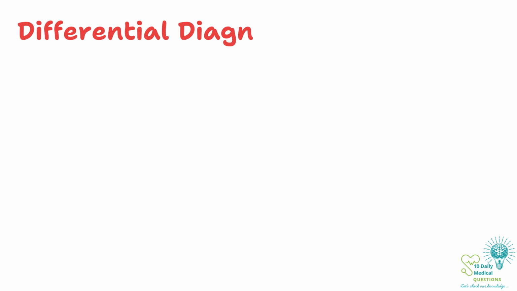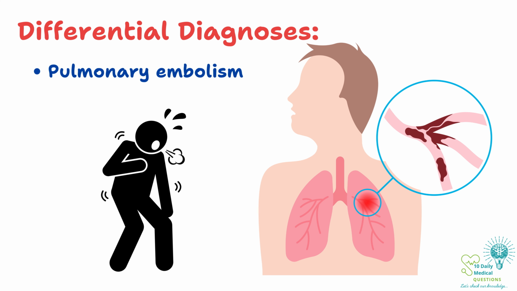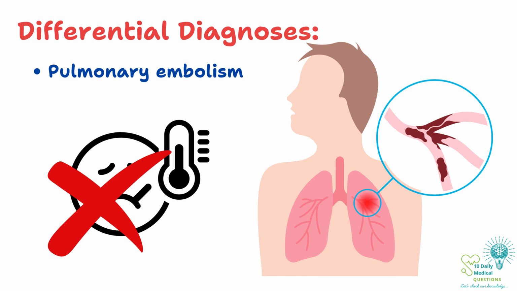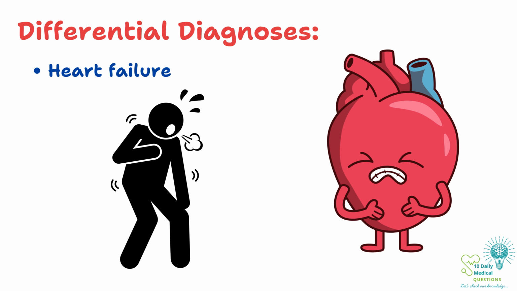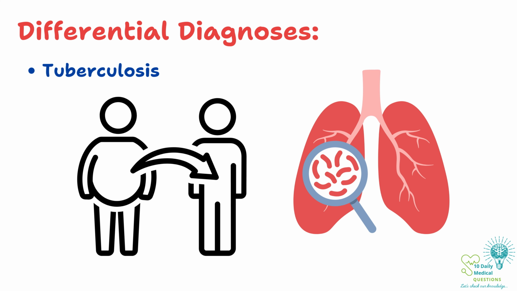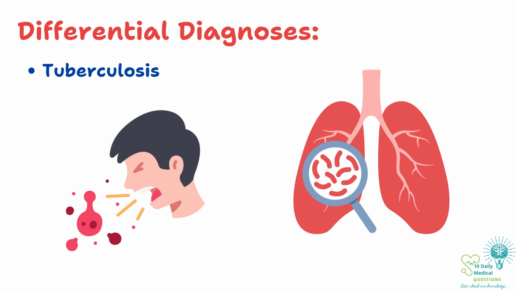Differential diagnosis. Now, let's move to the differential diagnosis, crucial to rule out other conditions that may mimic pneumonia. Pulmonary embolism presents with sudden onset dyspnea and pleuritic pain but often lacks fever. Heart failure causes pulmonary congestion and dyspnea, but usually with bilateral crackles and no fever. Tuberculosis: chronic symptoms like weight loss, night sweats, and hemoptysis.